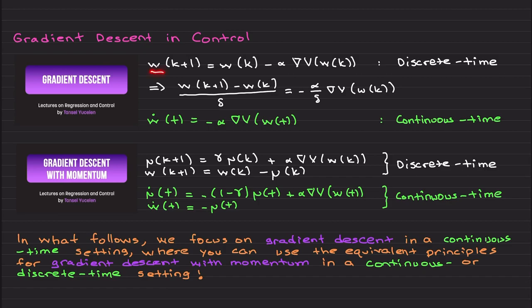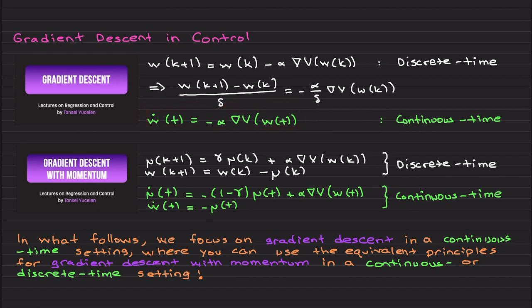Let's start with the gradient descent equation here. Basically, we can rewrite this equation like this. I sent this to the right-hand side and then divided each side by delta. Think about delta as a very small value, such that this represents the derivative in continuous time. So we can write this continuous time gradient descent form.